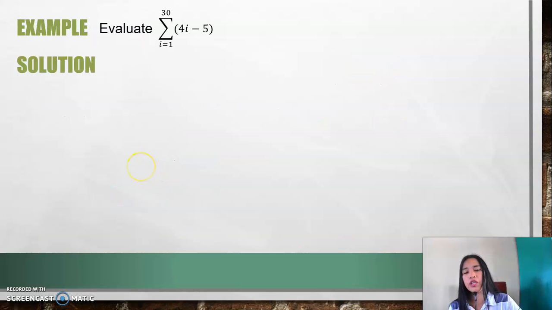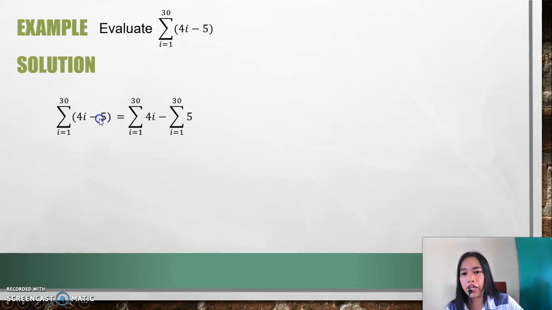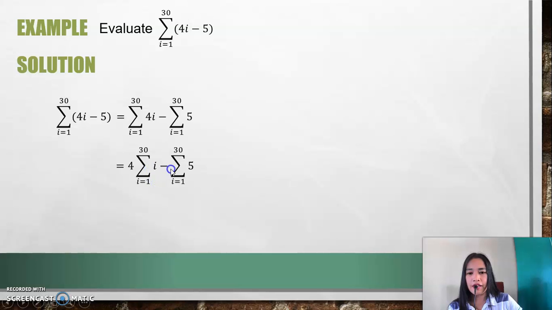I have the first example: evaluate the summation of 4i minus 5 from i equals 1 to 30. We use the property. First, we separate 4i and 5. Since it is minus, we have minus the summation of 5 from i equals 1 to 30. Next, for the first term, we take out the 4. Next, we will evaluate. Remember our property, we multiply 30 and 5, so that is minus 5 times 30.